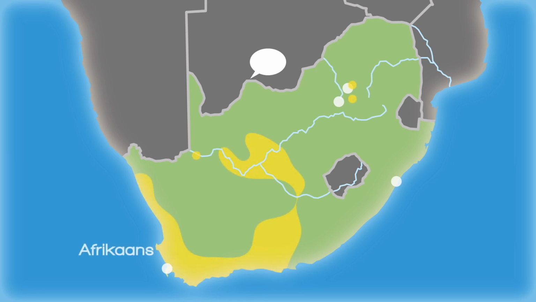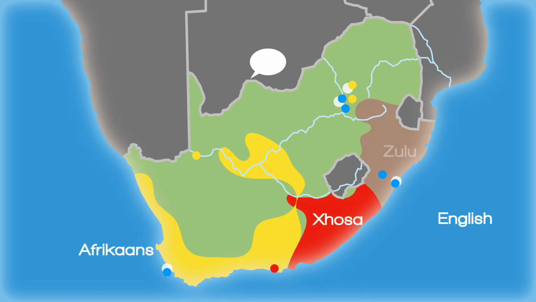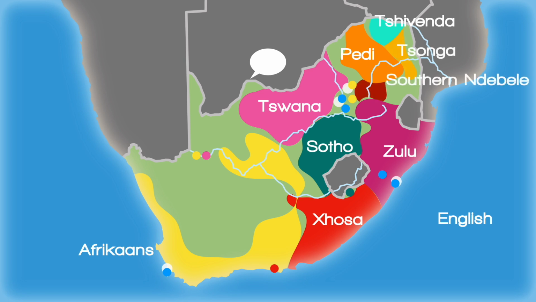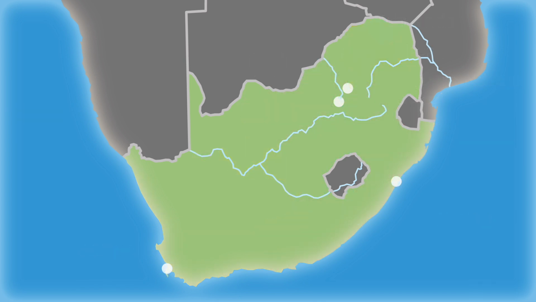These are Afrikaans, a daughter language of Dutch, English, which has established itself as a lingua franca, and Xhosa, Zulu, Sotho, Tswana, Pedi, Tshivenda, Tsonga, Southern Ndebele, and Swazi. South Africa's cultural and ethnic diversity has earned the country the nickname Rainbow Nation.